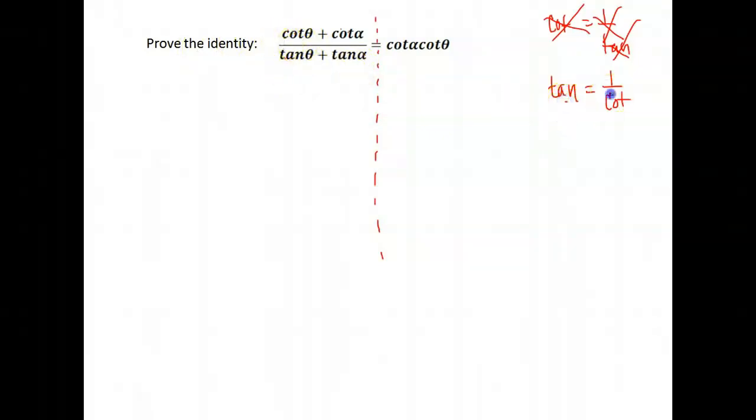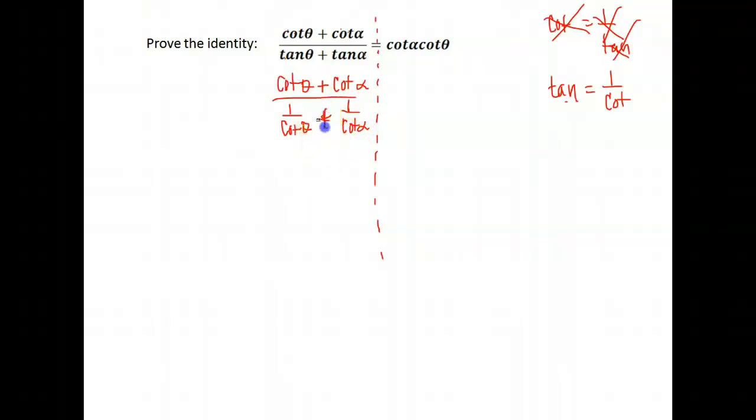I'm going to replace my tangents with 1 over cotangent. So the top would not change. My numerator would still be cotangent theta plus cotangent alpha. But in the bottom, tangent theta is the same as 1 over cotangent theta, and tangent alpha is the same as 1 over cotangent alpha. Okay, what do I do from here?